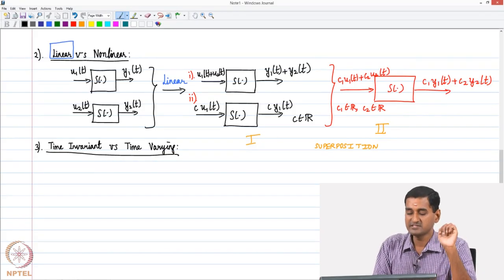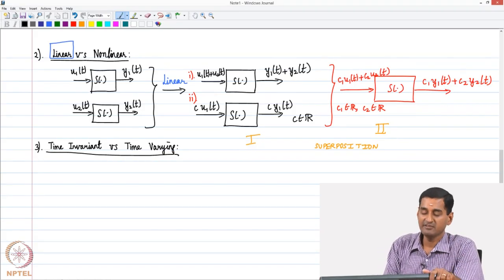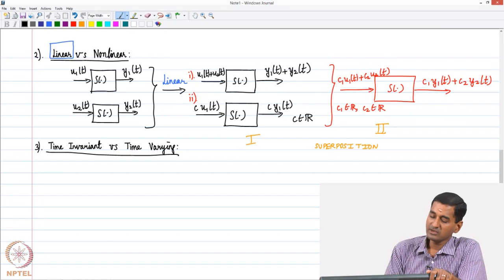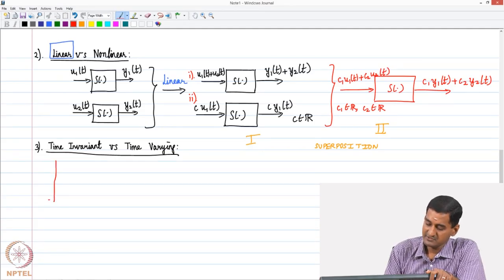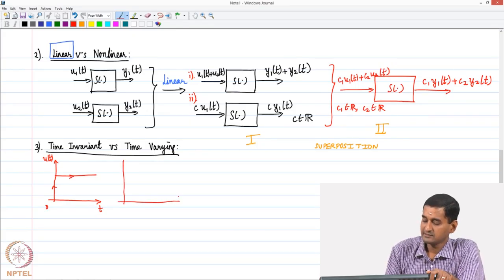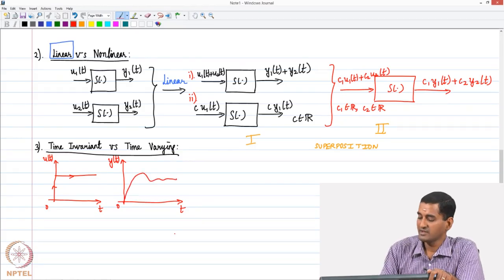Okay, so the question is, what is this concept of time invariance? Let me demonstrate by a simple diagram. Let us say I have a system and I provide some input to it, u of t. At time t equals 0, let us say I provide a step input and I get an output, which is some output like this.